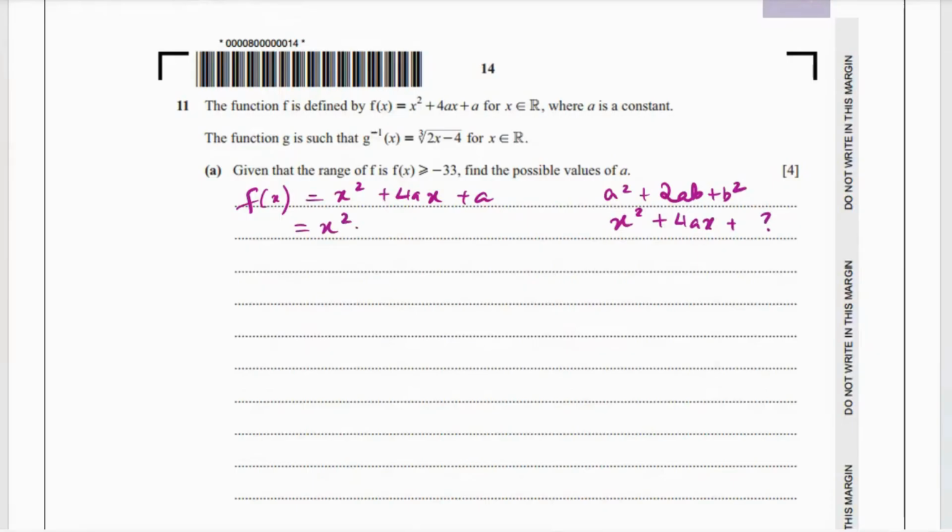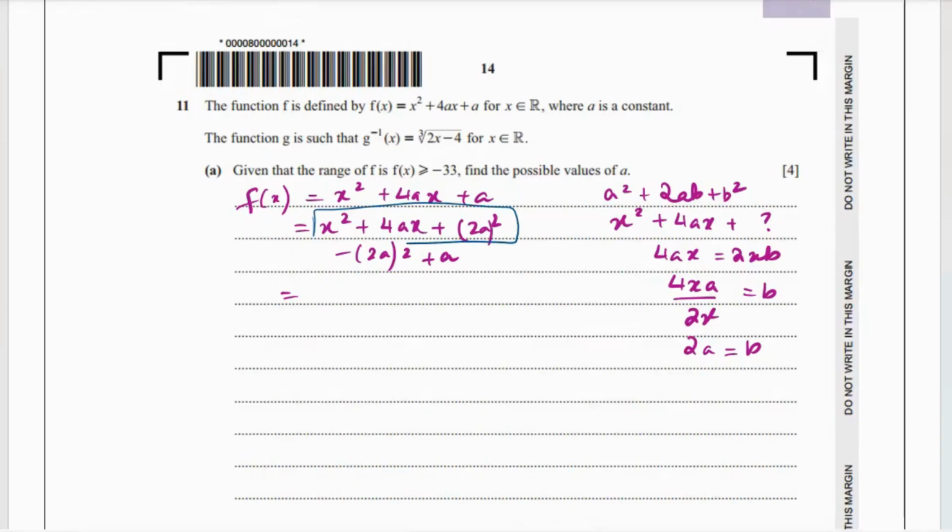So x squared plus 4ax plus, if we put 4ax equals to 2xb, we can easily see that b equals to 2a. So plus 2a whole square minus 2a whole square and then plus a comes as it is. So the complete square is this part over here. That means it's going to be x plus 2a whole square minus 4a square plus a.